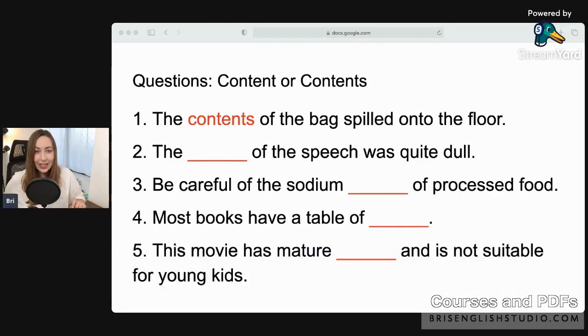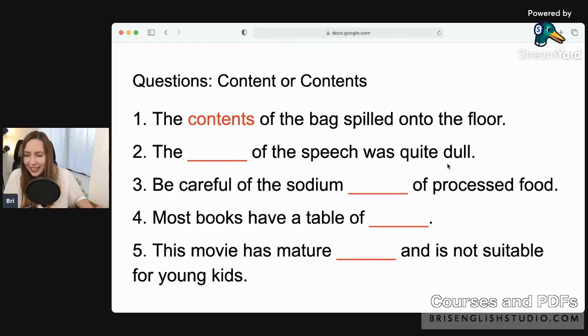Very good. Number 2: the something of the speech was quite dull. If you don't know what dull means, it means very boring. Quite means very, dull means boring. So the content or contents of the speech was quite dull.